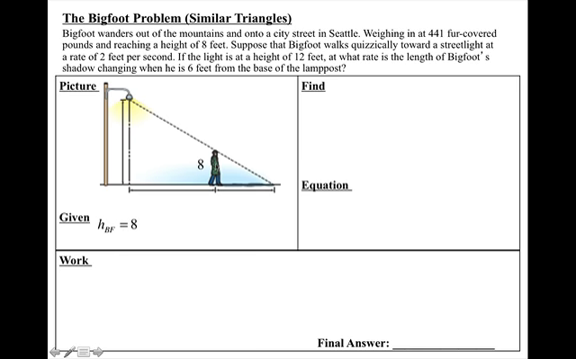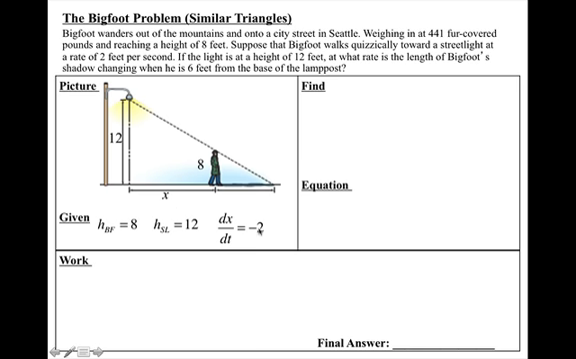Now, because the height of Bigfoot does not change over time, I can label it as the number 8 on my picture. The height of the street lamp is 12 feet, and that also does not change over time, so I label it as 12. What is changing is his distance from the base of the lamp to him, so I label that with the variable x. The rate that I'm given is the rate at which his distance is changing, so I call that dx/dt. And I used x because that's what I labeled it on my picture.